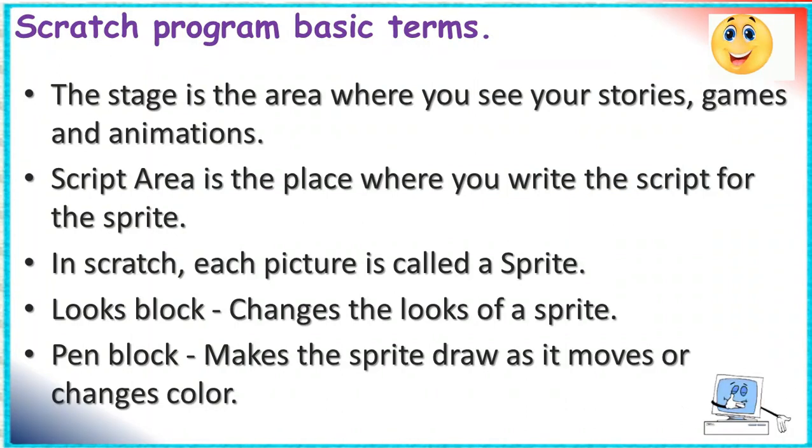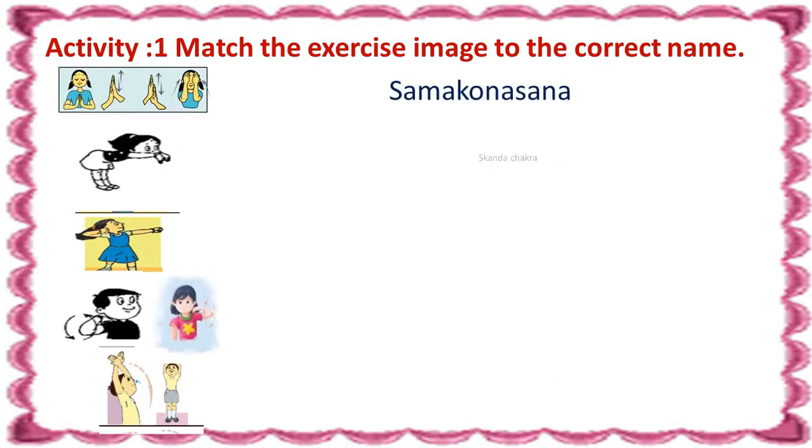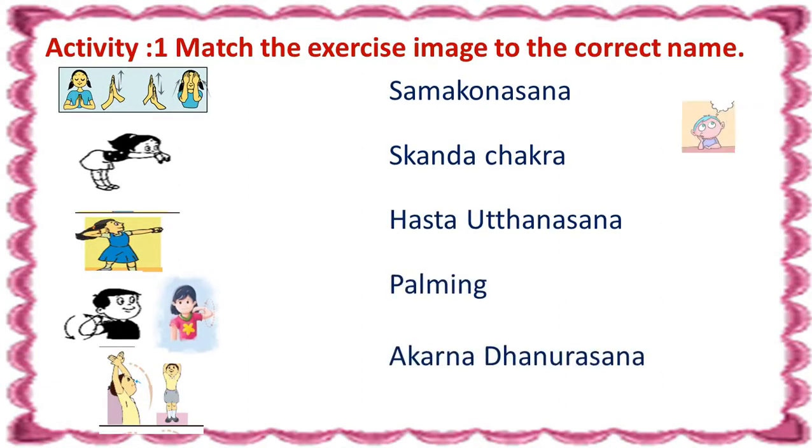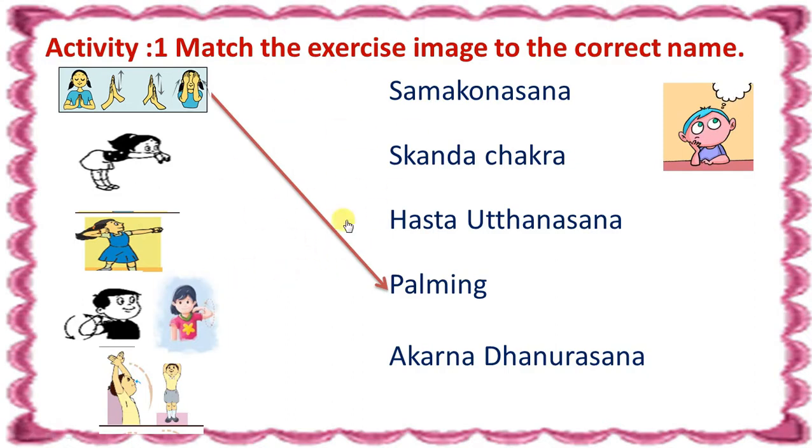Yes, let us move to activity number 1. Activity 1. Match the exercise image to the correct name. Here we have 5 images with their correct names. You have to join the respective name to the image. Can you guess, children, the first one? Yes, it is palming. We have to draw an arrow like this. Similarly, you can do it for other exercise names.